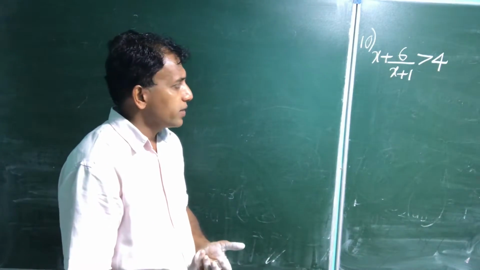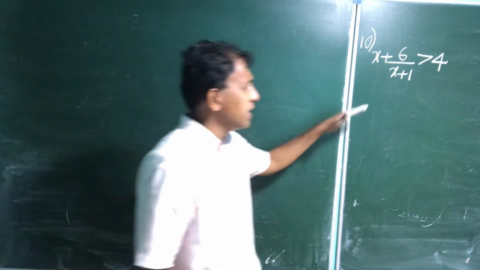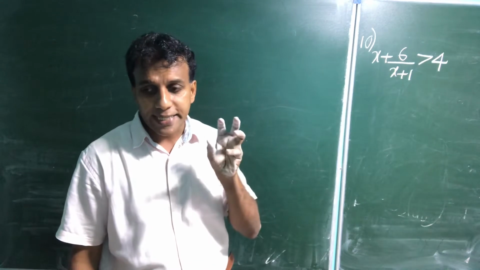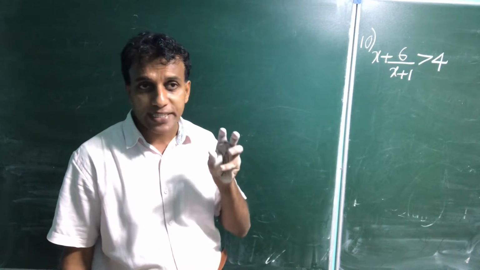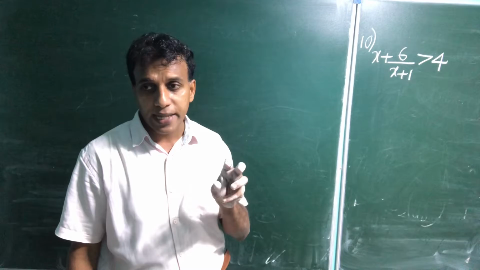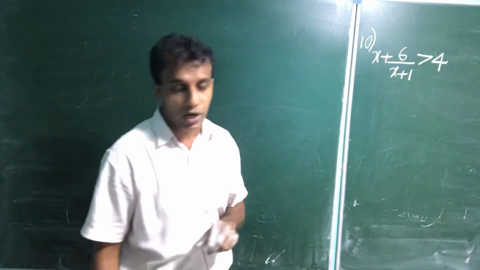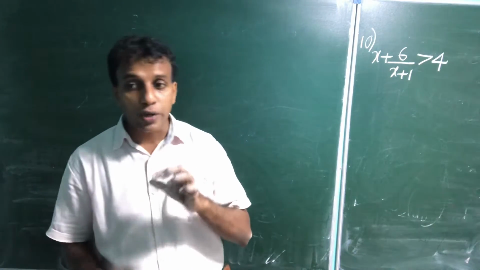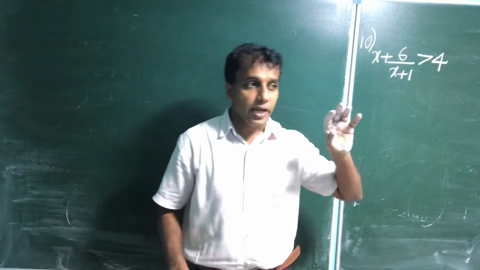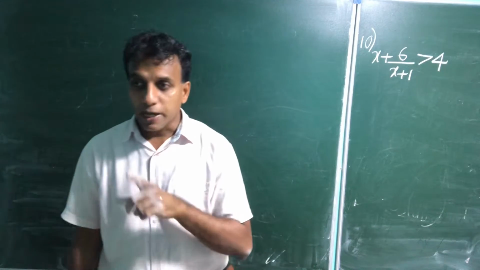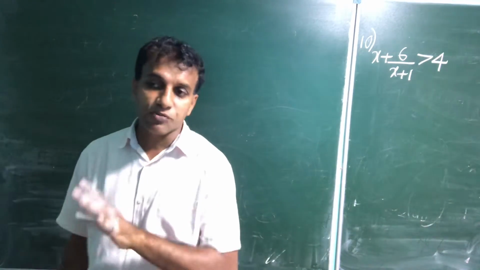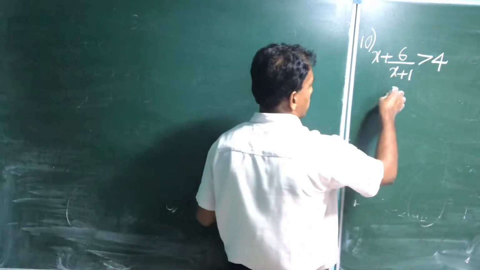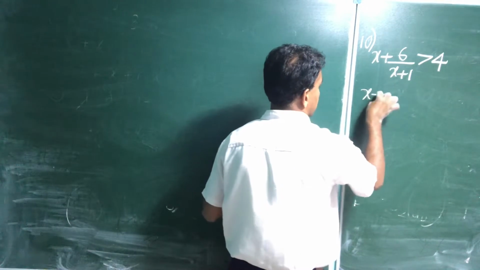Okay, so the very important idea: you can't cross multiply in an inequality, because you don't know whether the sign of x + 1 is greater than 0 or less than 0. You can't do that. You can cross multiply only when the denominator becomes a perfect square. Therefore, see this method.